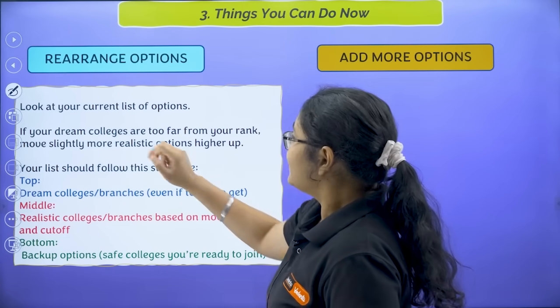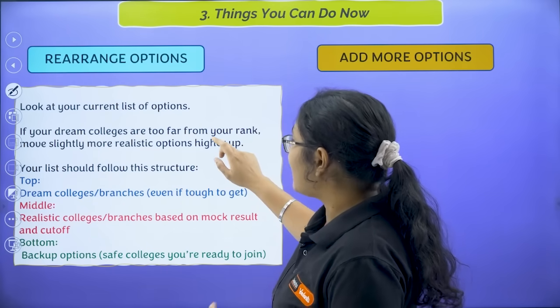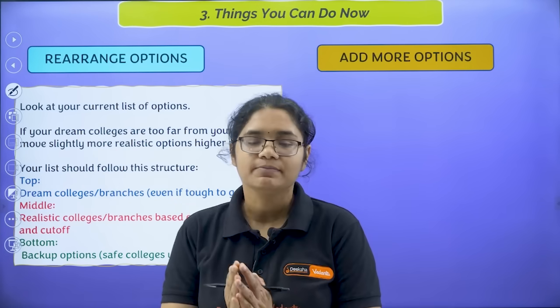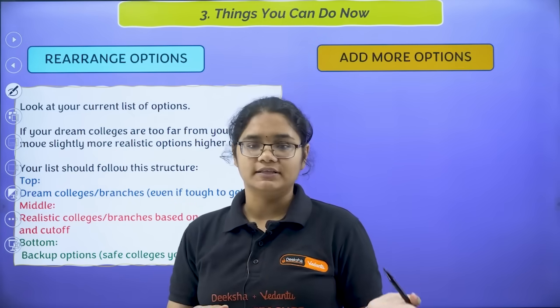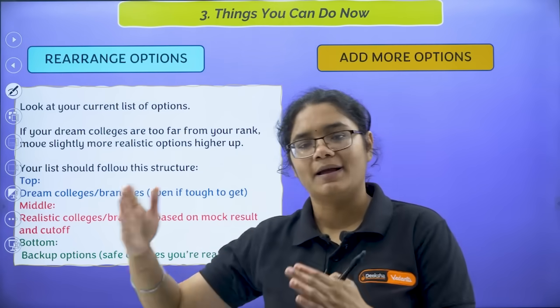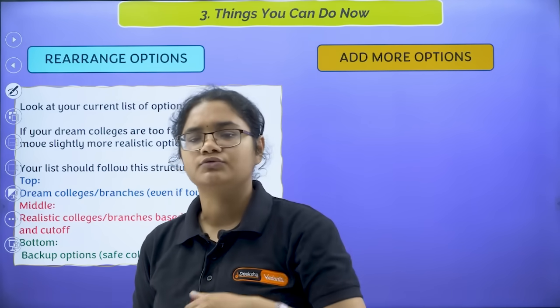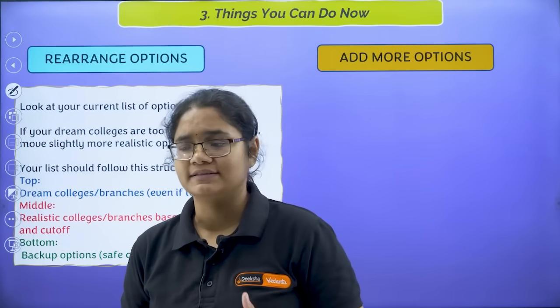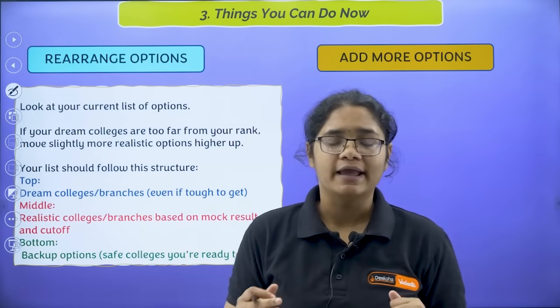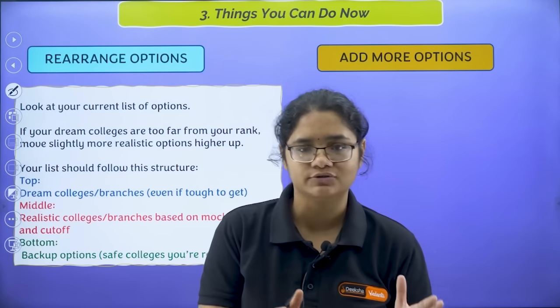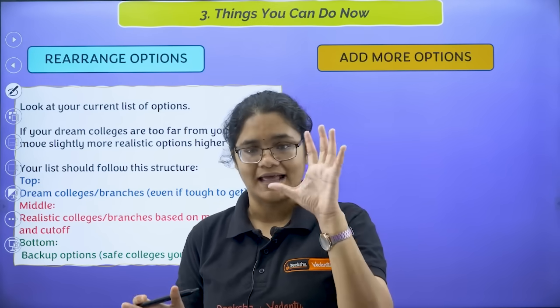Next, if your dream colleges are too far from your rank, move slightly more realistic options higher up. For example, if your rank is around 80,000, and you have given all the colleges whose cutoff is 500, 600, 700, 4K, just keep a few options in that range, because it is not possible to get those colleges. Put 5 to 10 options in that range.